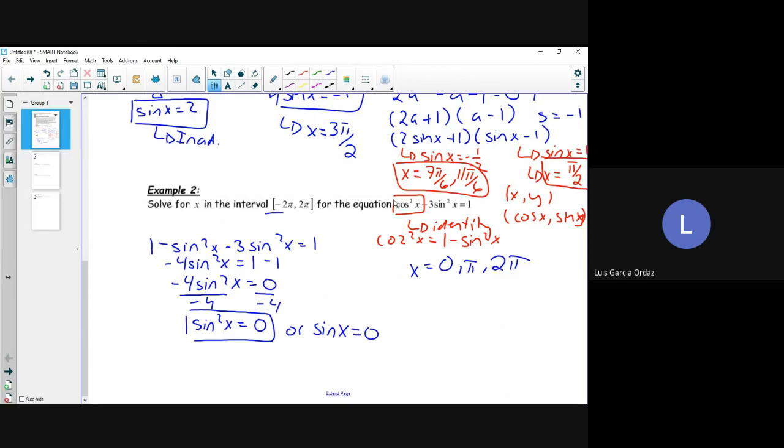But because of our domain or our interval that we have to focus on, our solution also has to include -2 pi, -pi, and then what we had above. So this equation is satisfied when x is equal to -2 pi, -pi, 0, positive pi, and positive 2 pi.